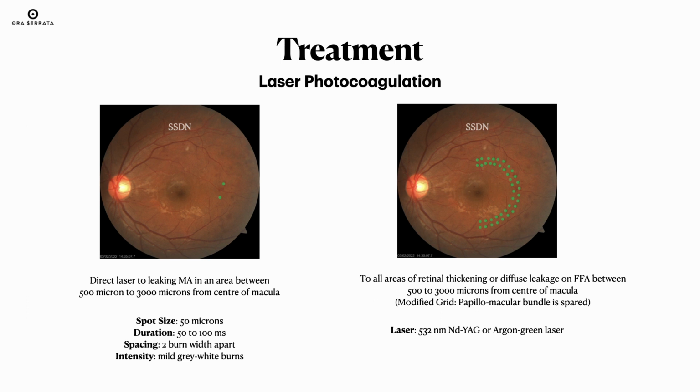Firstly, coming to conventional laser photocoagulation, this can be of two types. One is focal and the other type is grid. In focal, we target the individual leaking microaneurysms in an area between 500 micron to 3000 microns from the center of the macula. In modified grid, we target all areas of retinal thickening or diffuse leakage between 500 to 3000 microns from the center of the macula. How modified grid differs from grid is that in modified grid, the papillomacular bundle is spared. In both of these modalities, we use 532 nanometer ND-YAG or argon green laser.